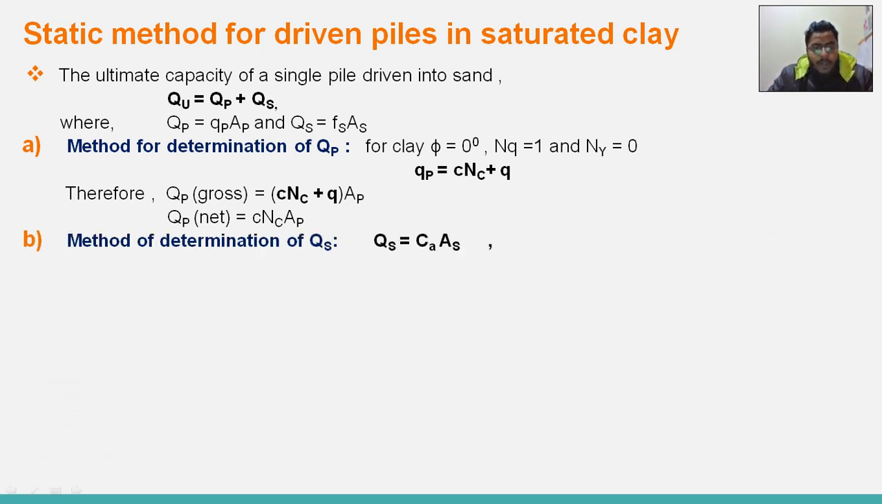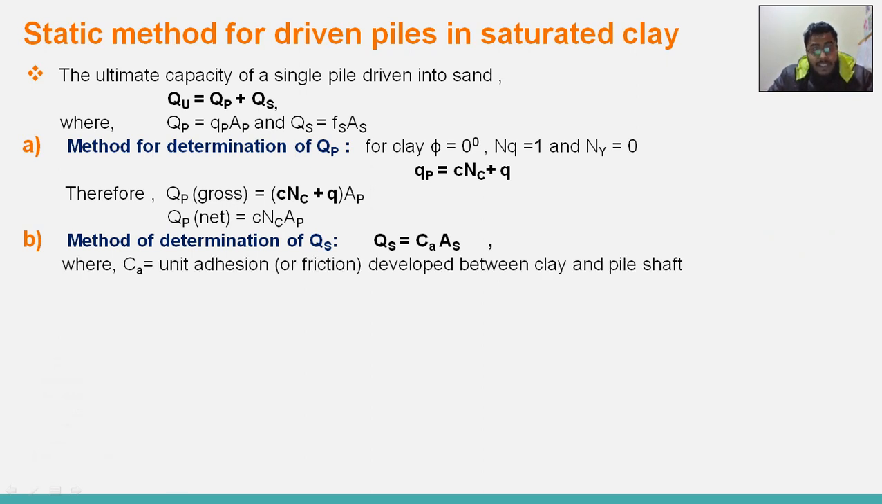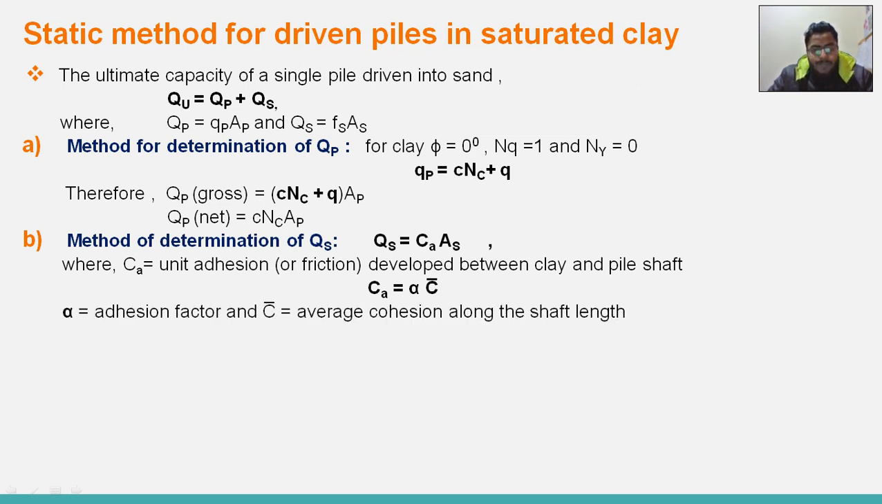So now we can calculate QS. QS is equal to ca into As, where ca is the unit adhesion or friction developed between the clay and the pile shaft. Ca is also equal to alpha into c bar, where alpha is the adhesion factor and c bar is the average cohesion along the shaft length. So you have to remember, we are taking the average cohesion along the shaft length. Sometimes you will see that c dash is changing: at the top it has some value, and at the bottom it is increasing. So we will take the average value.